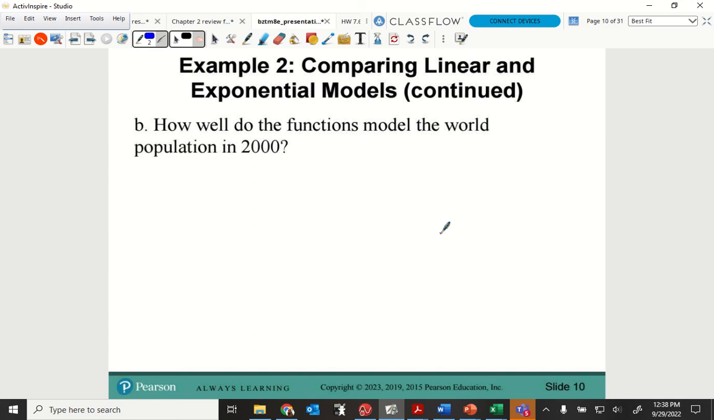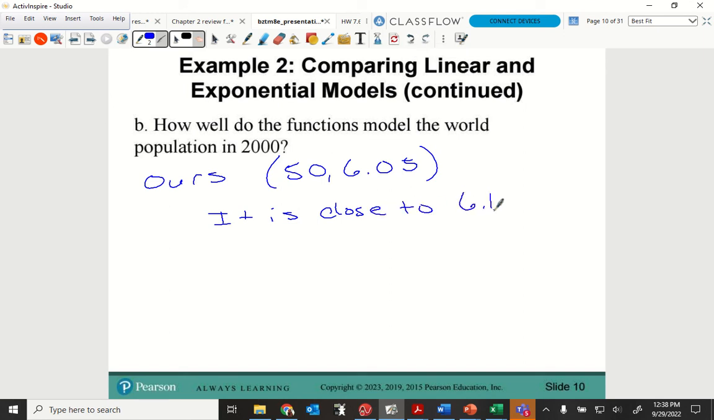So for ours, we had 50, 6.05. Is that what it was? So that's pretty close. Yeah, that answer is pretty close to 6.1. All right, it's close to 6.1, so that's a good thing.